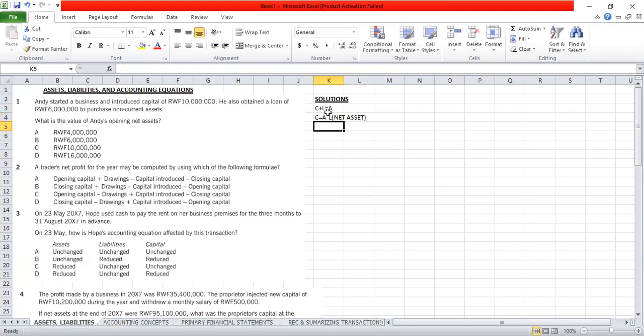Now, this has a capital of 10 million. Capital is equal to 10 million. Liability is equal to 6 million. Capital plus liability is equal to asset. In this case, total asset is equal to 16 million. This is the total asset.